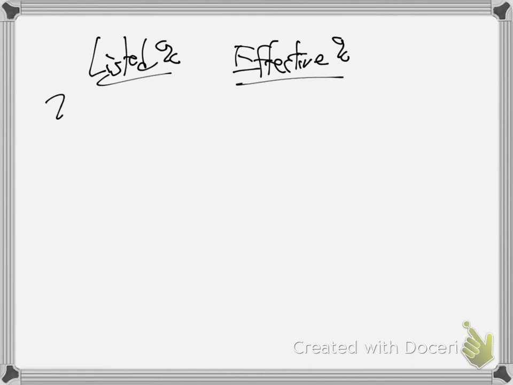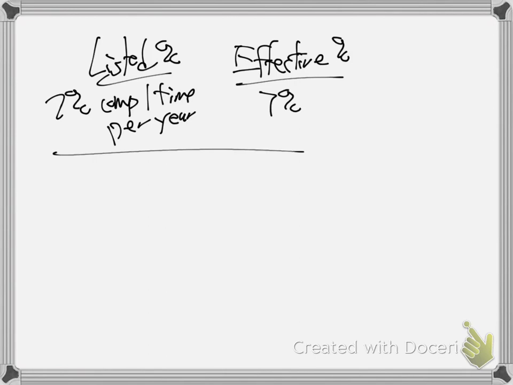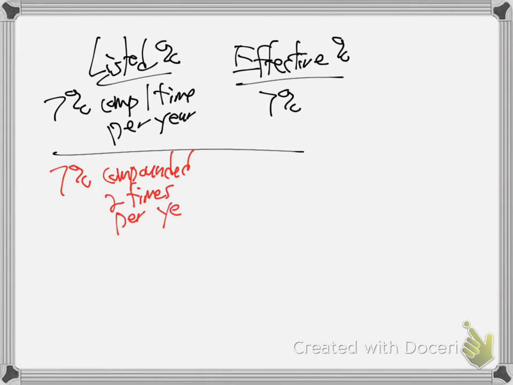So if you have 7%, and if it's just compounded one time per year, well, then it's the same as the listed. It's just 7%, no change. 7% is, if they just compound once a year, then yeah, 7%, 7%. No difference. But if they compound more often, if they have 7% and they compounded maybe 2 times per year, what it does is it makes it go a little higher.